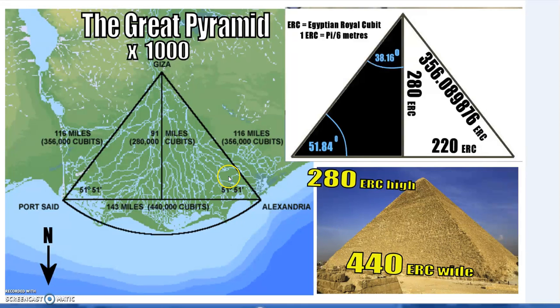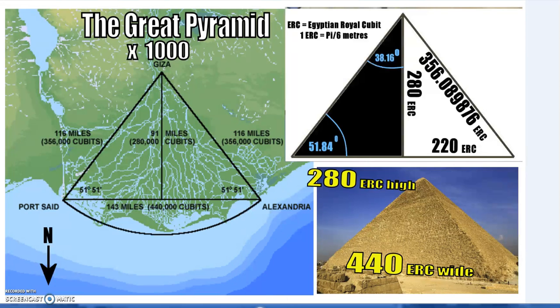And again, to get that 51 degrees, 51 minutes, which is 51.84, give or take an ever so slight fraction of a degree. Now on this projection they have it 356,000 cubits. Well, again using the Pythagorean theorem, if it's 280 Egyptian royal cubits high and the half base is 220, that would make the slope angle 356.089876. Now the slope angle is from the very top down the middle of the face, not the angle at the corner, so the 2D cross section of it multiplied by 1,000.